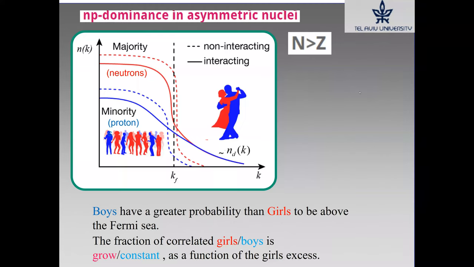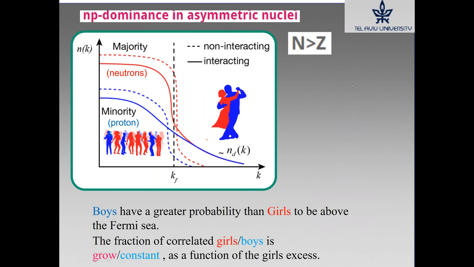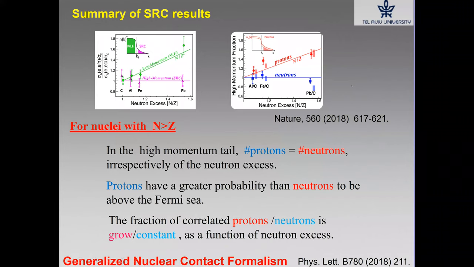In an asymmetric nucleus, what's going on? The same happens in a nucleus. If you have an asymmetric nucleus, more neutrons than protons, and I look below the Fermi sea level, the cross section of the scatter of a neutron divided by the elementary cross section of the scatter of a neutron, which is basically the ratio of neutrons to protons measured. Below the Fermi sea level, the ratio of neutron to proton is roughly N over Z. Above the Fermi sea level, it's one. In lead, you have 50% more neutrons, but the same number of neutrons and protons above the Fermi sea level.